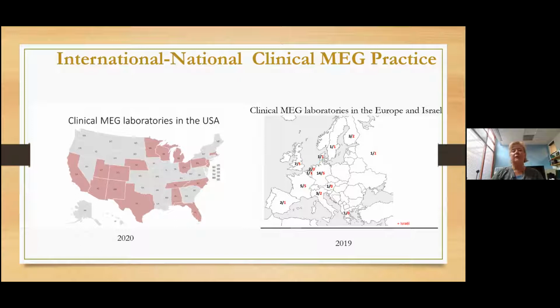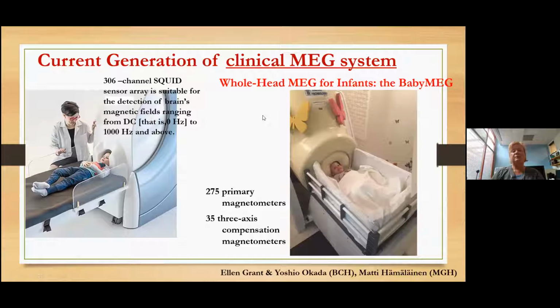So different labs are using different systems, and the systems differ in software, hardware, and so forth. For example, in our lab, we're using 306 SQUID sensor arrays, which is suitable for detection of very slow DC field from the brain up to 1,000 hertz and above.